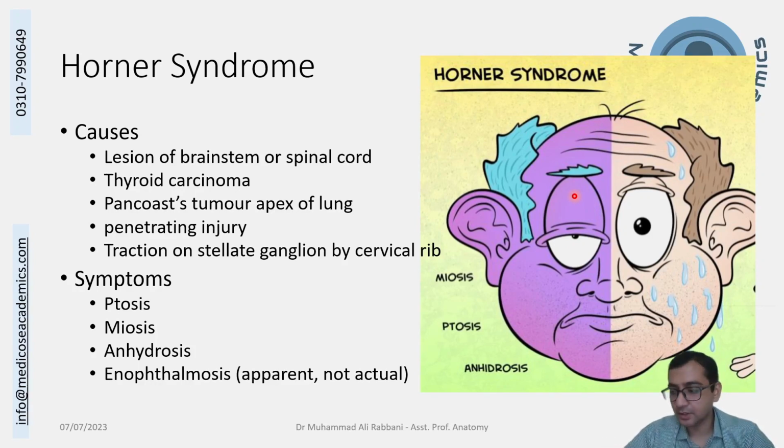There is another possible explanation for that. There is a muscle called orbitalis in the inferior orbital fissure that is supplied by sympathetic fibers. If that is not functioning, the eyeball goes a little back physically also. So these are the features: ptosis, miosis, and anhidrosis with enophthalmos.